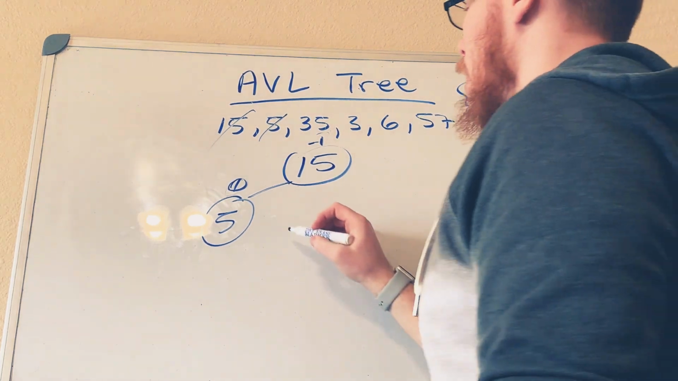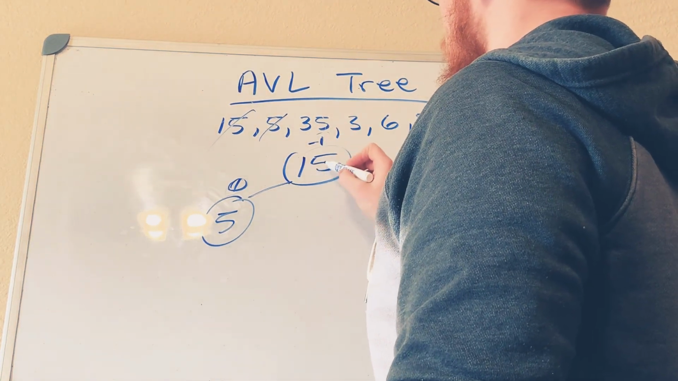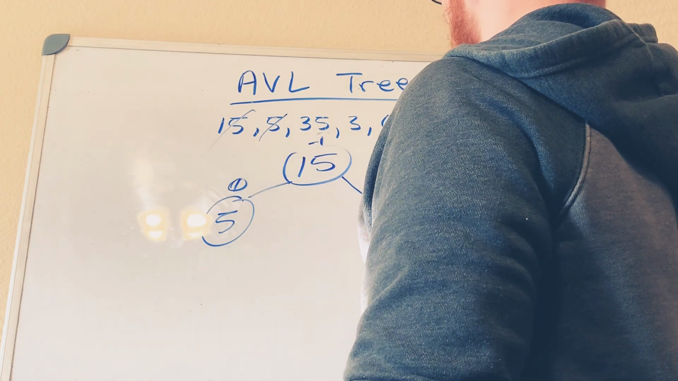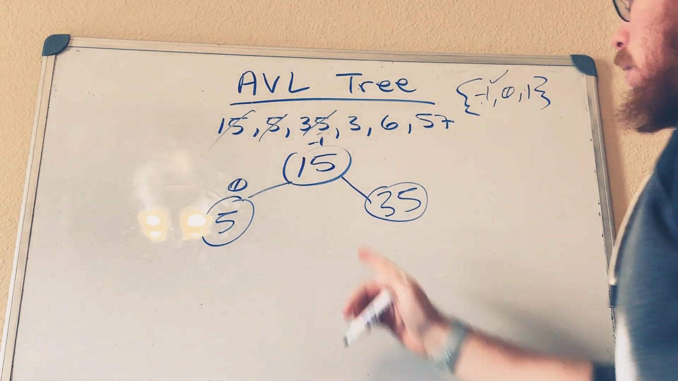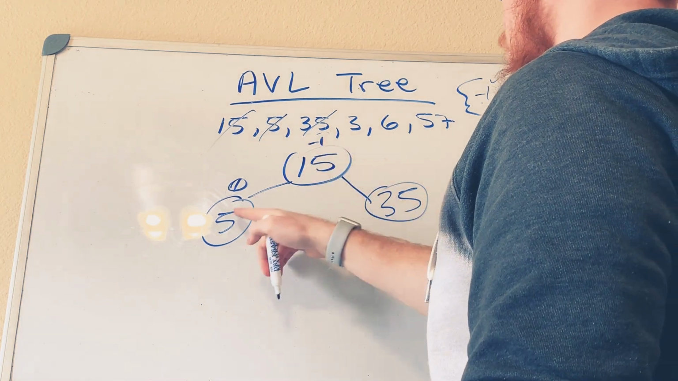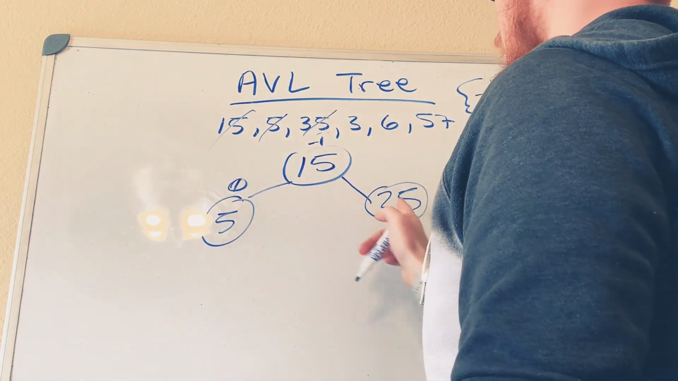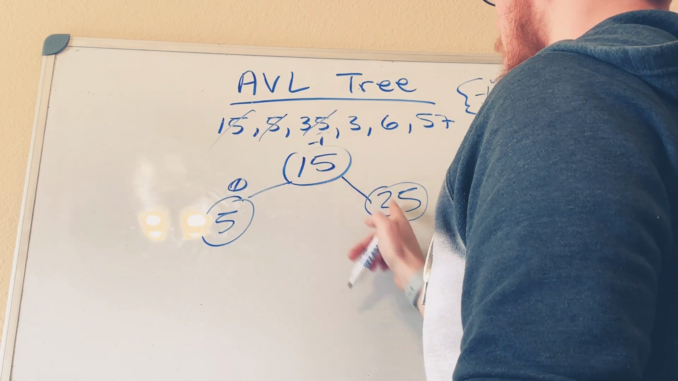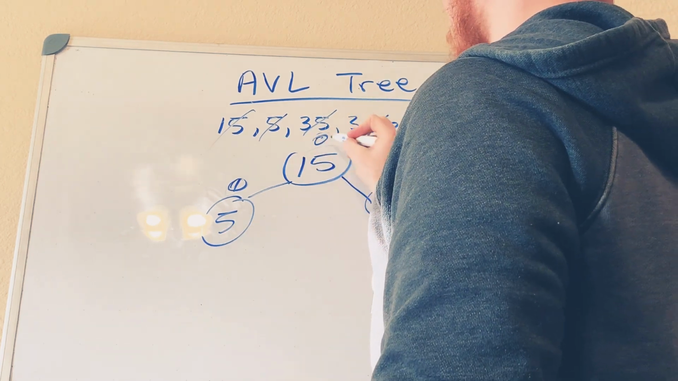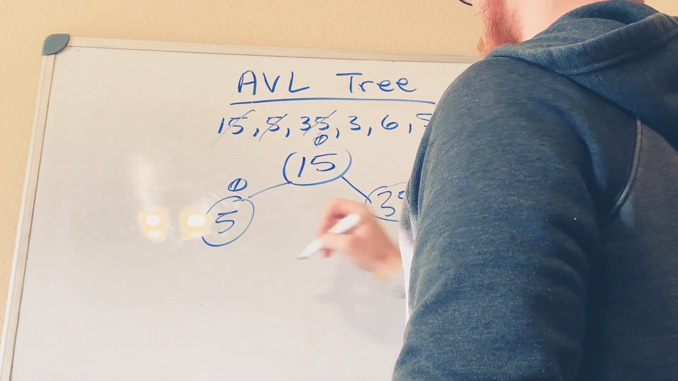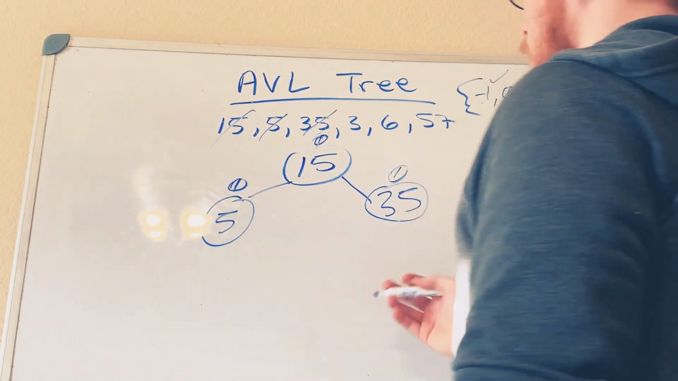So we're fine. Okay, and then now let's insert 35. So 35 is greater than 15, so it's going to go over here. Now the balance of this is 1 on the right, so there's 1 node on the right of this node, and then 1 on the left. So 1 minus 1 is 0. And obviously these two guys are going to be 0 because they don't even have any children.